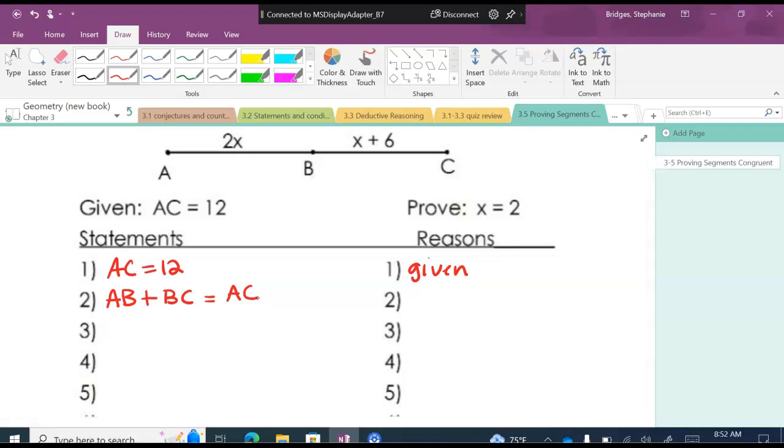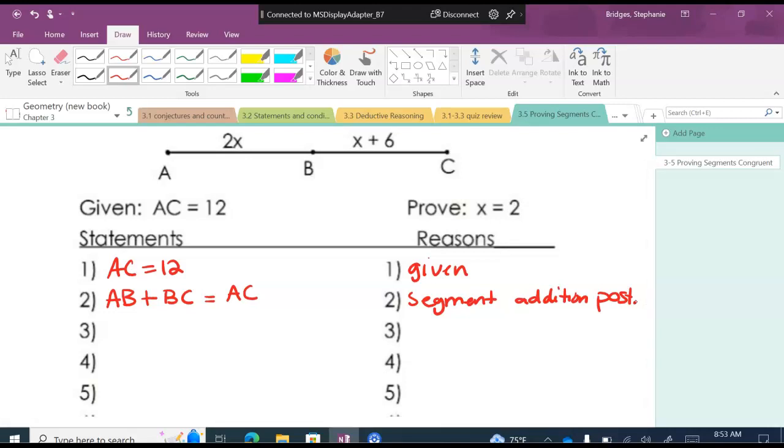What reason? What postulate did we just use? Segment addition. So our reason is going to be the segment addition postulate. I'm just going to abbreviate, okay? Usually I would abbreviate seg add post instead of writing the whole words, but since this is the first time we're doing this, I want to write that. How did I know I could add those two segments together? What reason? What postulate did we just refer to? Segment addition postulate. So you're proving to me your steps here.